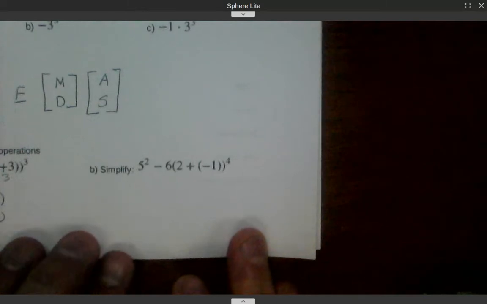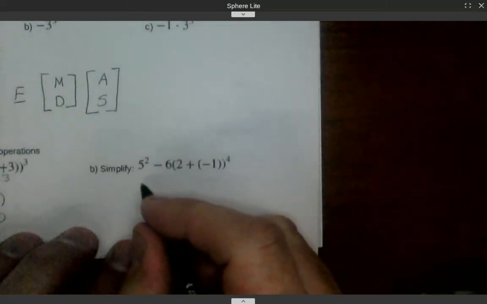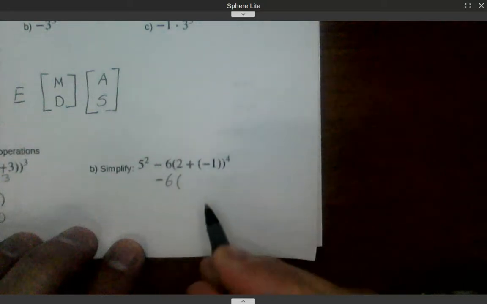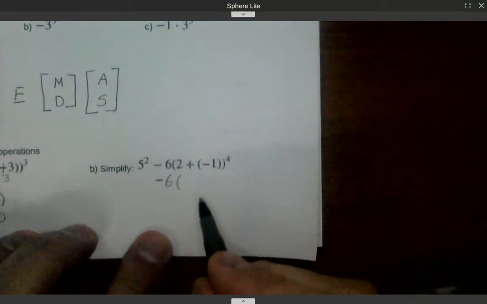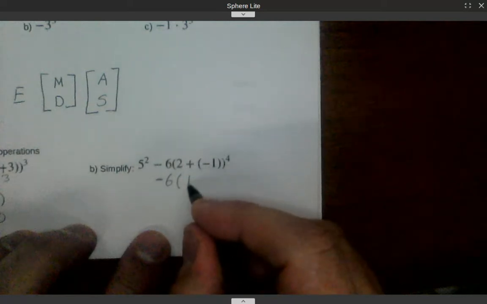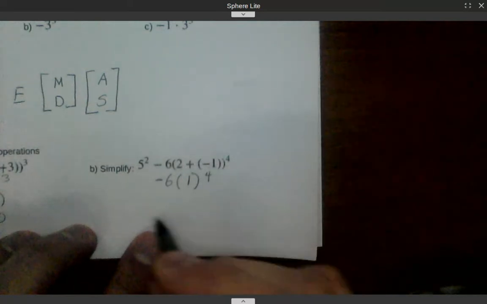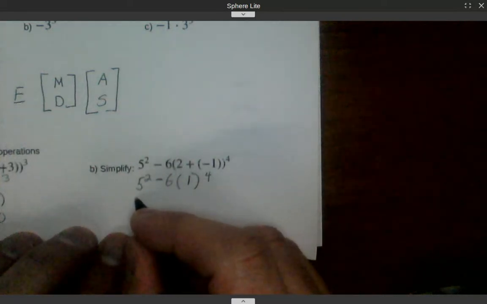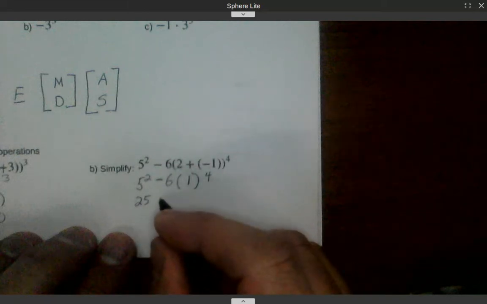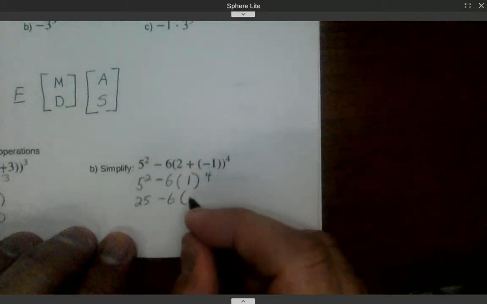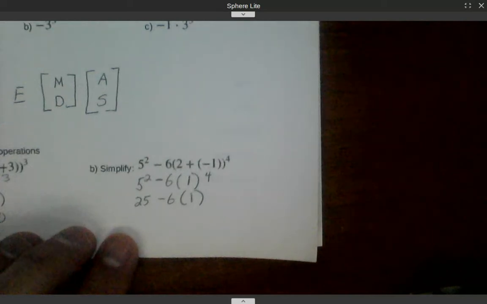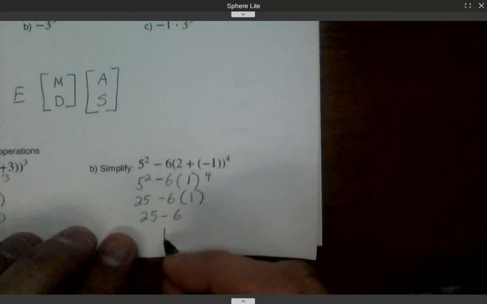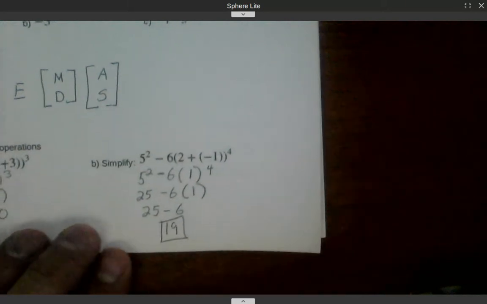Let's look at part B. First thing I'm going to do is my parentheses. So 2 plus negative 1, which is 1. Next, I want to do my exponents. So 5 squared is 25. 1 to the fourth power is 1. Next, we do multiplication. And lastly, we do 25 minus 6, which is 19.